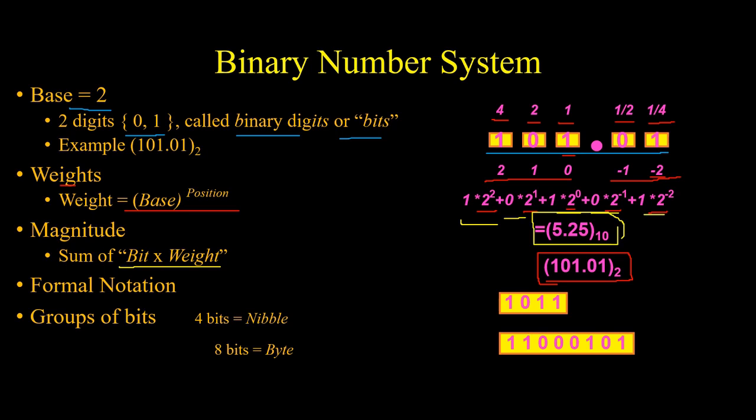The next is formal representation. For formal representation, we will enclose a given number in close parentheses and in subscript, the base of the number system will be written. In this case, we have a base 2.